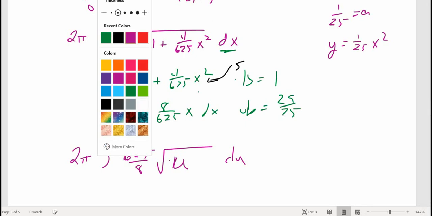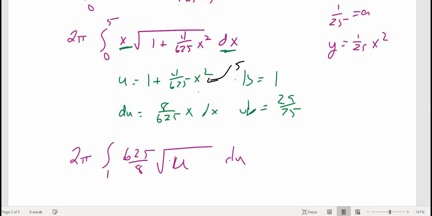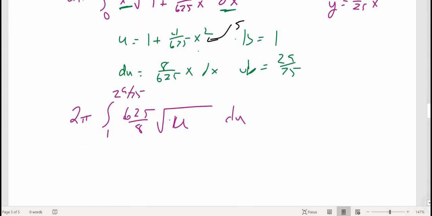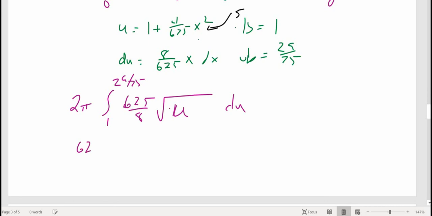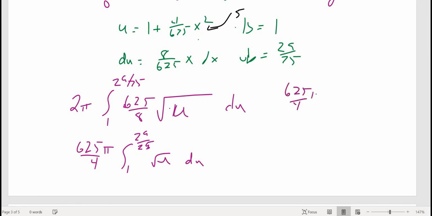So our integral is going to go from 1 to 29 over 25. So 625 pi over 4 is the integral from 1 to 29 over 25 of the square root of u du. And that's going to be 2/3 u to the 3/2 evaluated from 1 to 29 over 25.